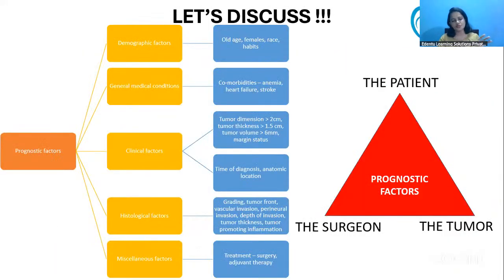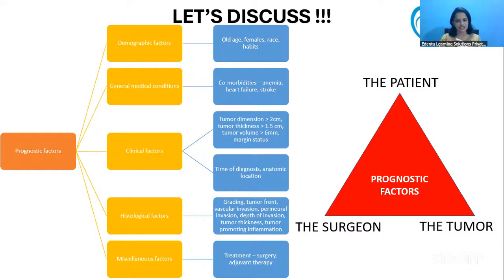For any tumor, the prognostic factors depend mainly on three things. One is the patient and the patient's health: what comorbidities or other diseases the patient has, whether the patient is healthy or not, and the age of the patient. All these factors influence the prognosis of the disease a lot. So first is the patient itself.